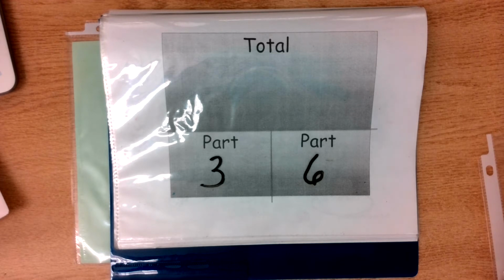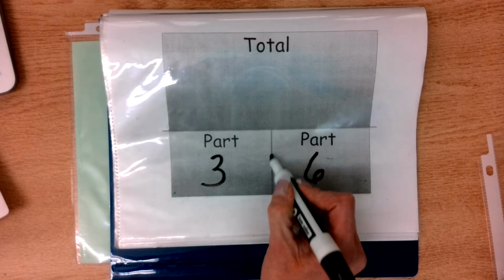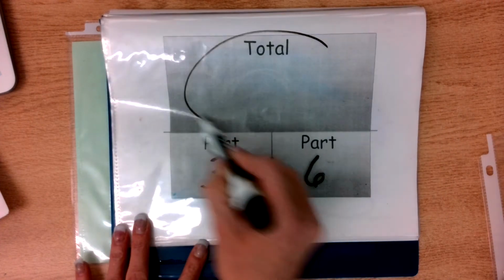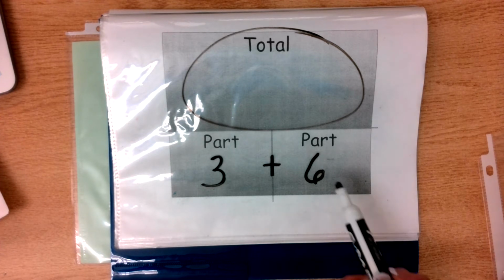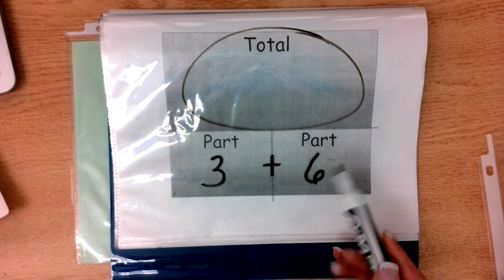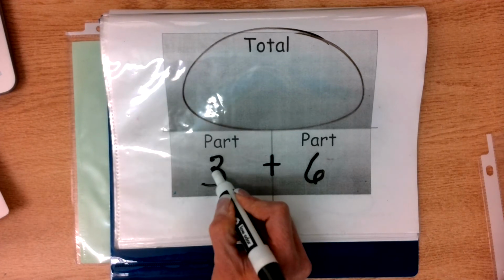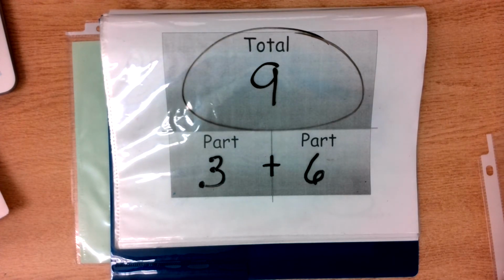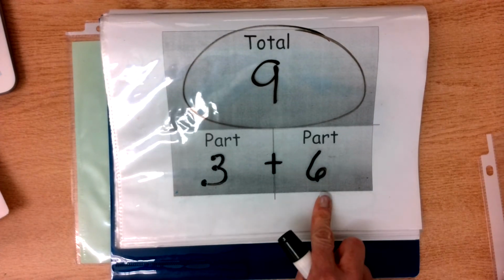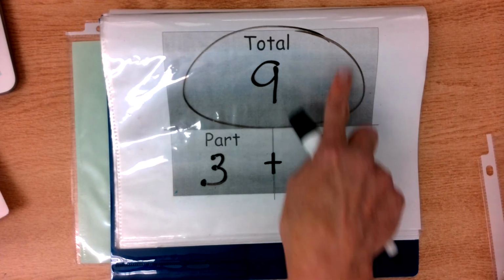The word altogether means you're adding. So we're going to add these two together to find the unknown. So three plus six is what? Here is counting on. If I say six and then I count three more, seven, eight, nine. So my unknown is nine. First part, second part, all together, the total.